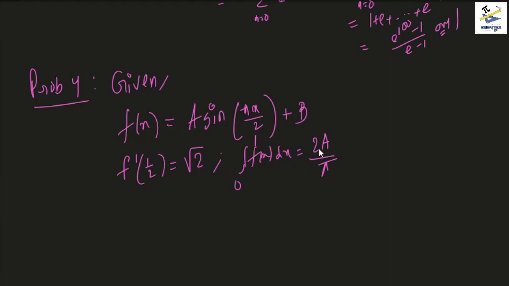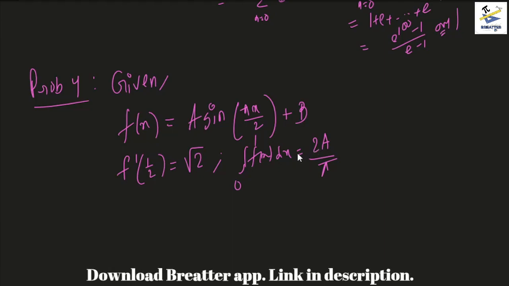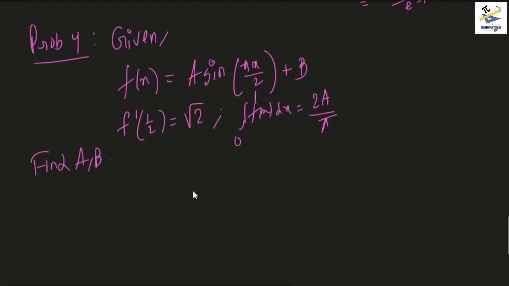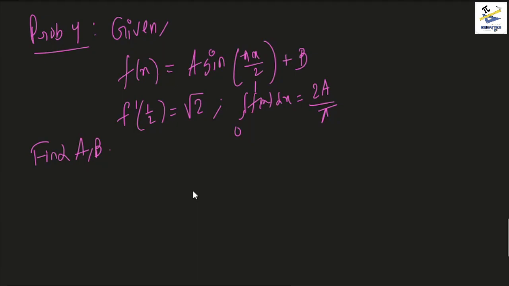f of x is a sine of pi x by 2 plus b, f dashed half is root 2, and the integral from 0 to 1 of f x dx is 2a by pi. And obviously we are required to find the constants a and b respectively. So the question is basically to find a comma b, which are constants and not functions of anything. Okay, so they are like real numbers, right? So solution.